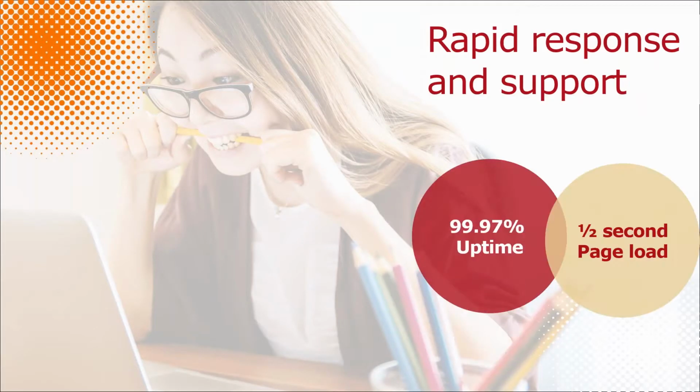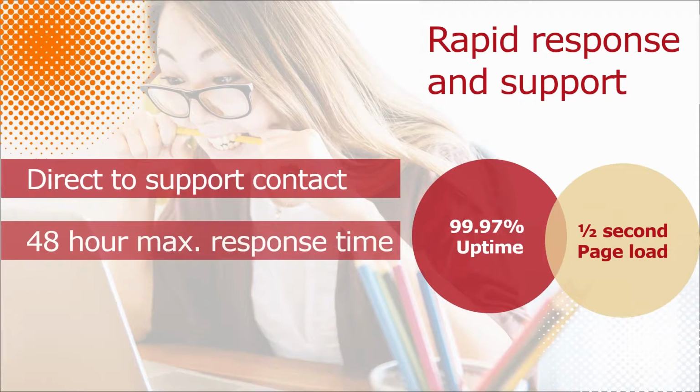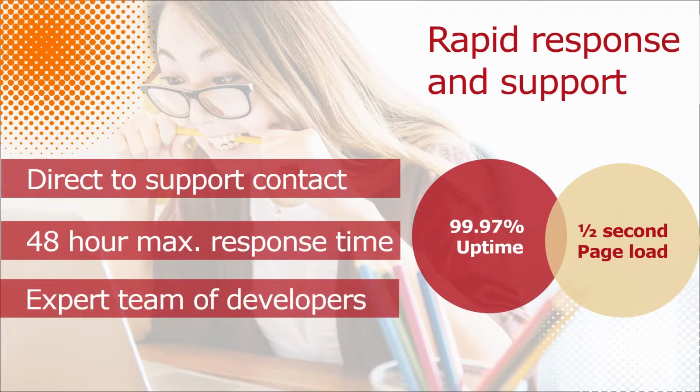BenchPress Unlimited is a very fast and stable system. We have an average uptime of 99.97% and page load speeds of well under half a second. Our sites and architecture are backed up by our experienced team of support staff and site developers in the US and the UK.